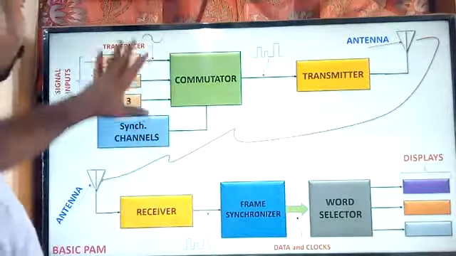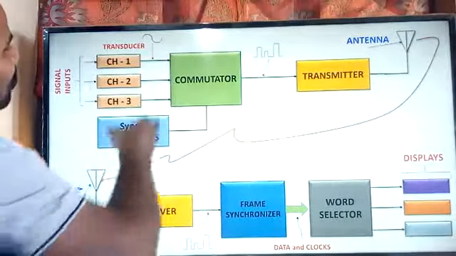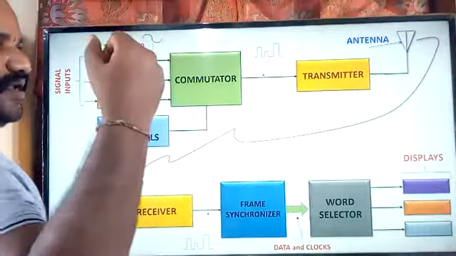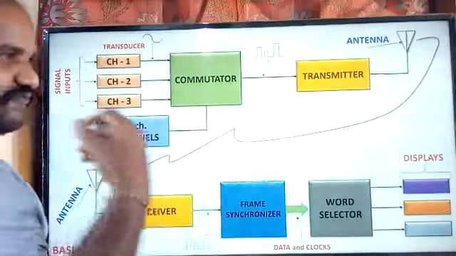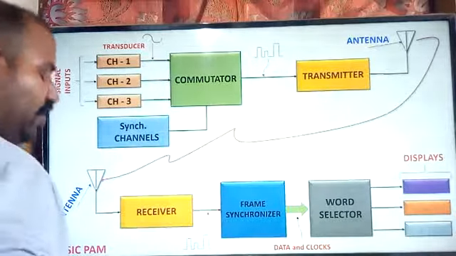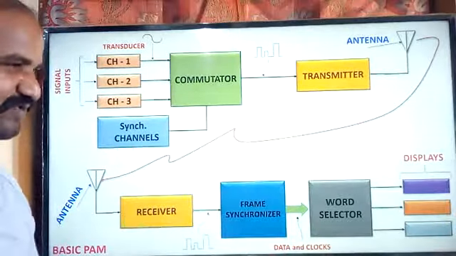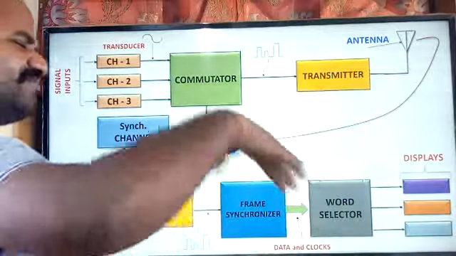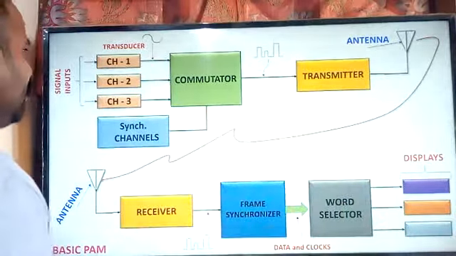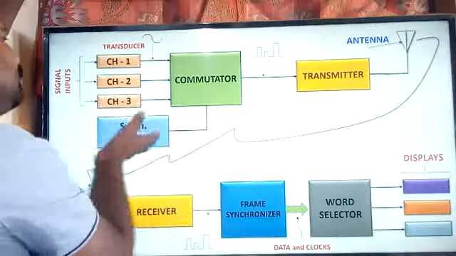Okay. So if you see this one, as I said, we are having the multiple transducers. One for measuring the temperature, one for measuring the flow of liquid, one for measuring the pressure, one for measuring some mechanical issues, one for measuring different types of parameters which we are interested to measure.